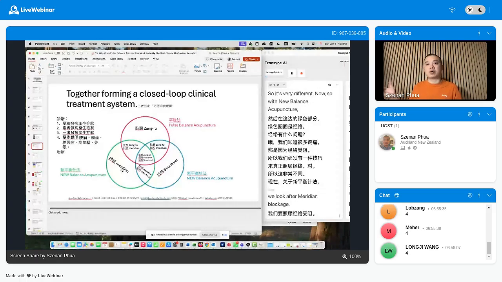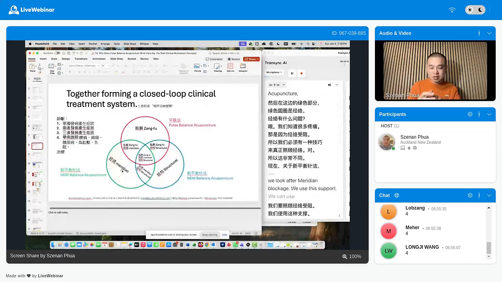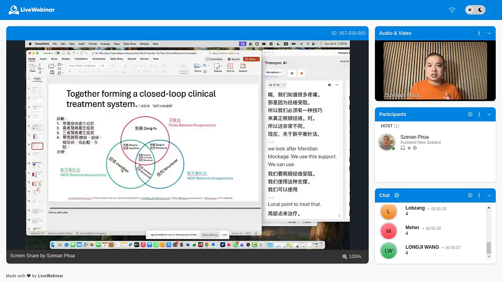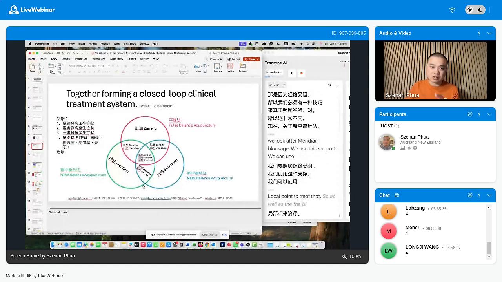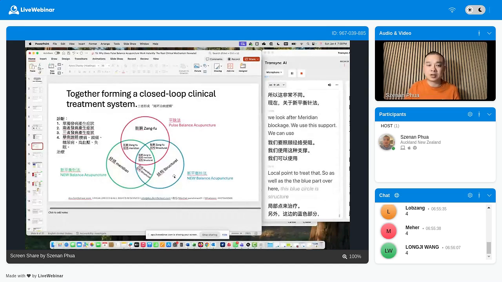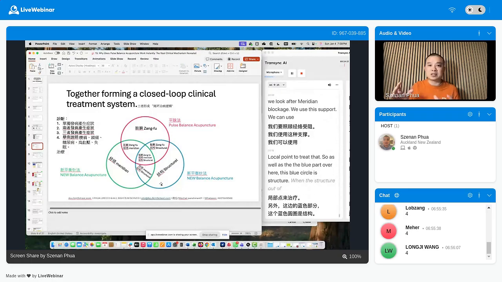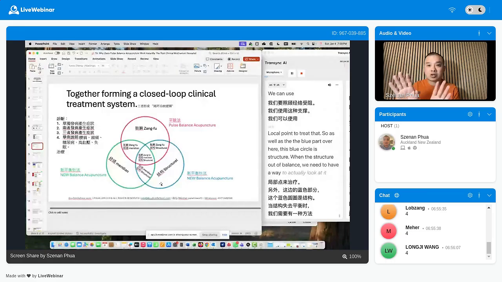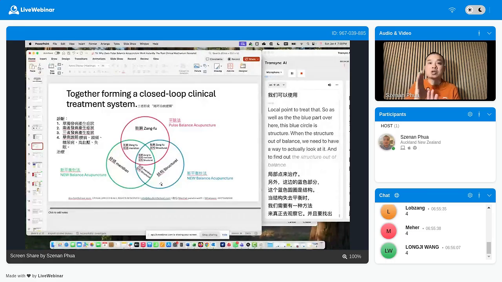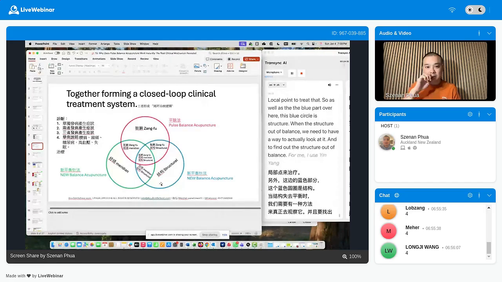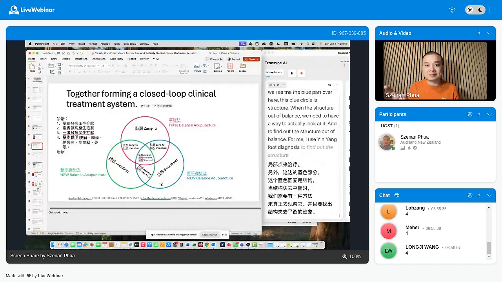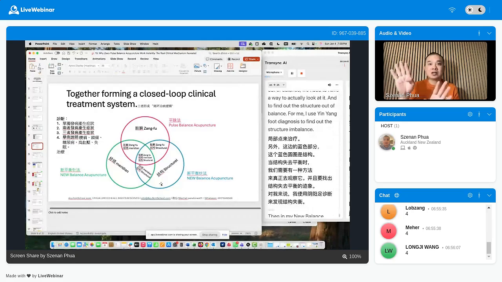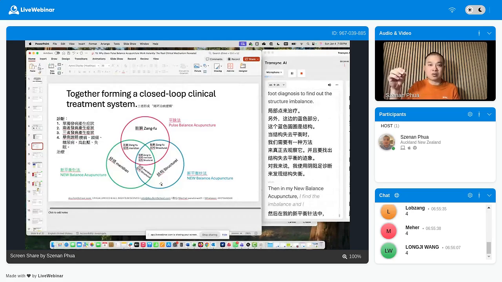So we use distal points, we can use a local point to treat that. As well as the blue part over here, this blue circle is structural. When the structure is out of balance, we need to have a way to actually look at it and find out the structure is out of balance. For me, I use yin-yang foot diagnosis to find out the structural imbalance. Then in my New Balance Acupuncture, I find the imbalance and I needle for it.